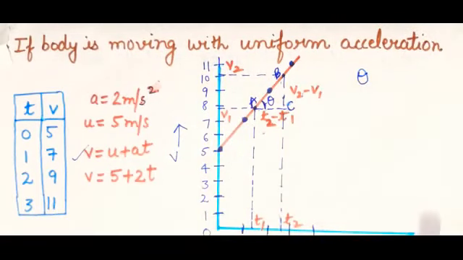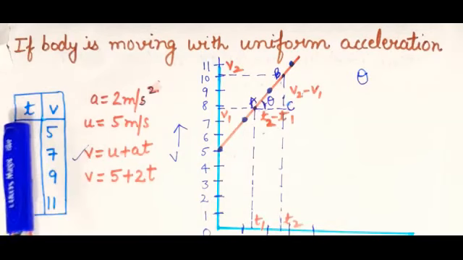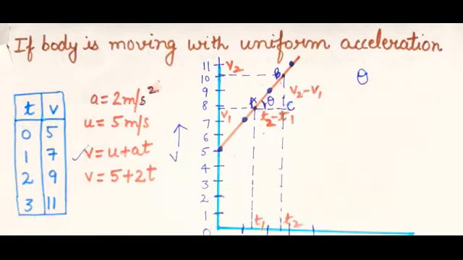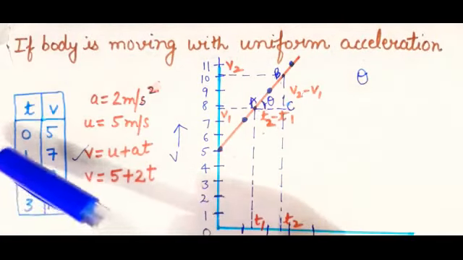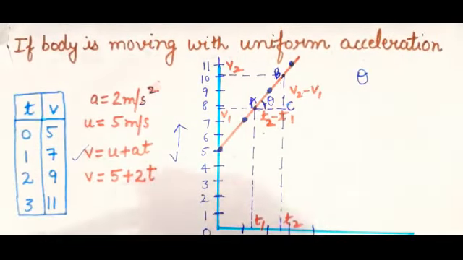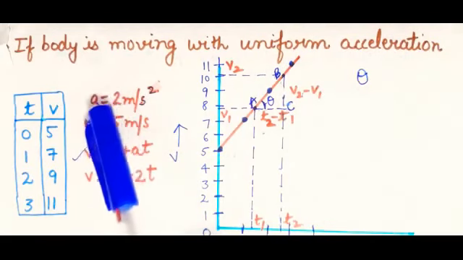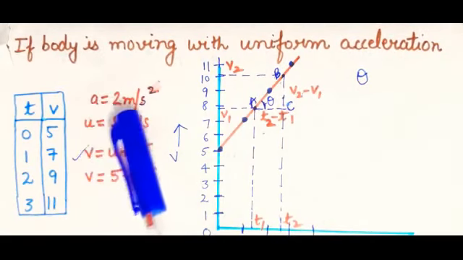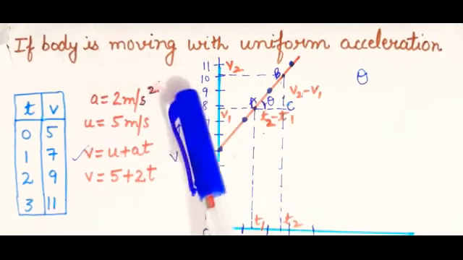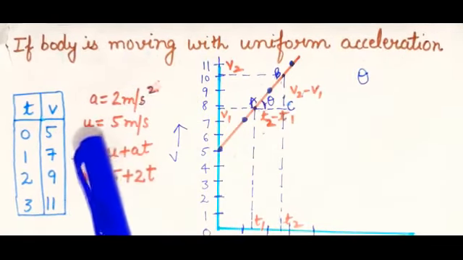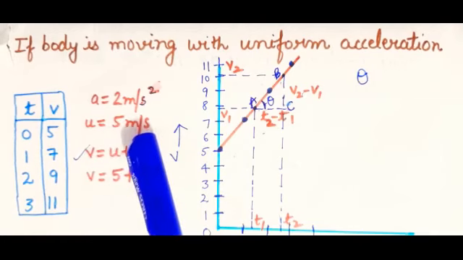Now before plotting a graph, first of all draw a table. Since this is a VT graph, a velocity time graph, write in the table T for time and V for velocity. Take time intervals 0, 1, 2, 3 and so on. Now we need to calculate velocity. The body is moving with uniform acceleration, which means acceleration is constant. So I have considered acceleration as 2 meter per second square. You can consider any other value. Now I am considering initial velocity as 5 meter per second.